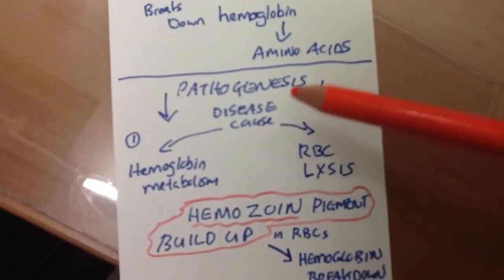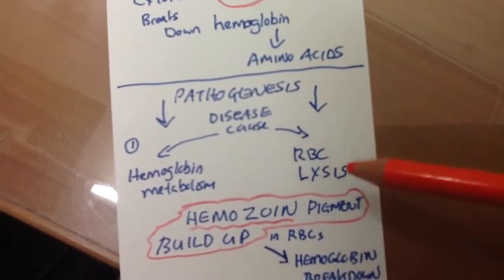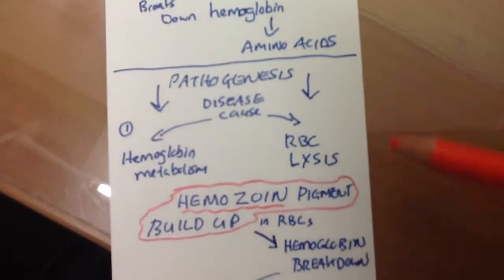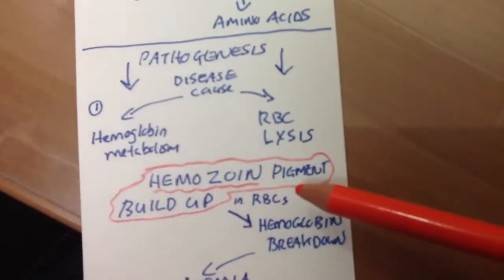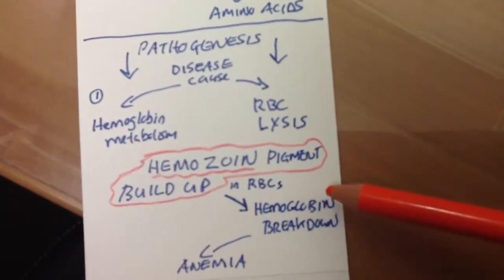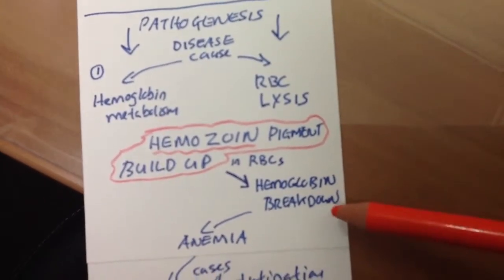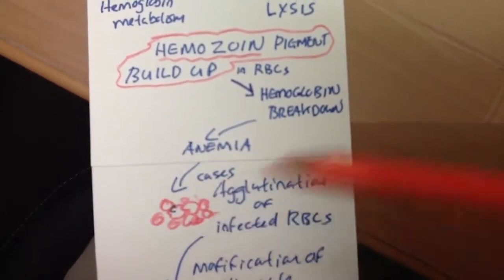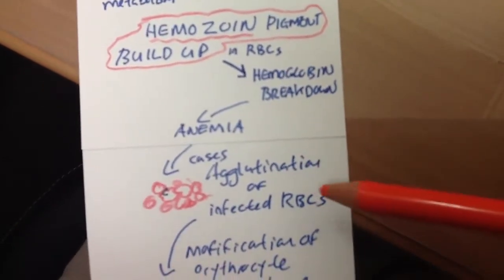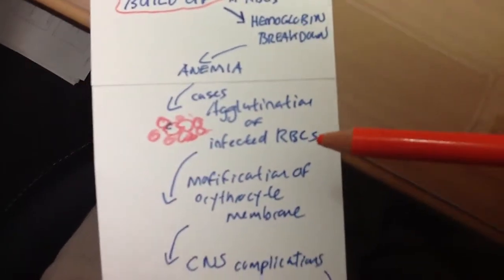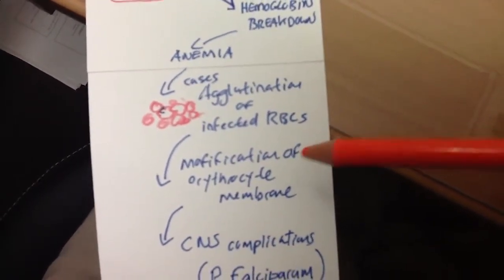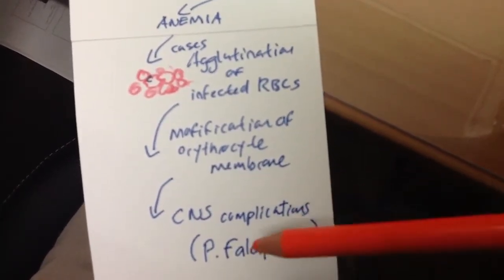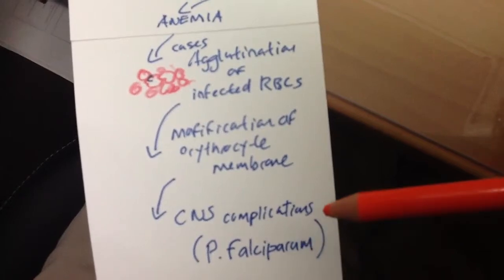So the pathogenesis is like this. What's happening is that the disease causes red blood cell lysis, and hemoglobin metabolism is affected, so that the hemozoin pigment is built up in the red blood cells, and then the hemoglobin is broken down, which leads to anemia. And then the red blood cells agglutinate, and so these red blood cells are infected. And as it gets worse, you might see a modification of the erythrocyte membrane, which can lead to CNS complications, such as with Plasmodium falciparum.